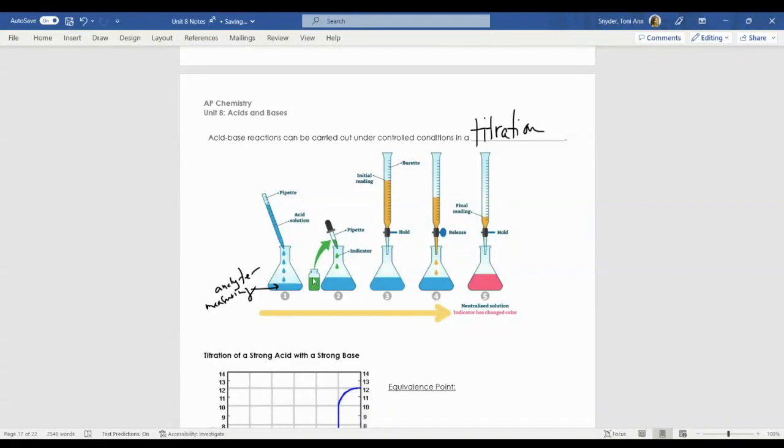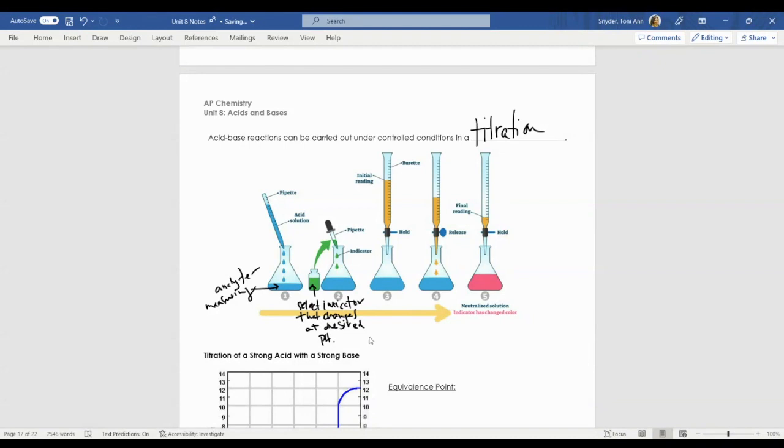And you're going to add to that what's known as an indicator. So you've seen a little bit with indicators before, and we'll talk about how to choose an indicator sometime in this video, but you want to select some sort of indicator that changes at the desired pH. So you want some indicator that's going to be most useful for your particular reaction.